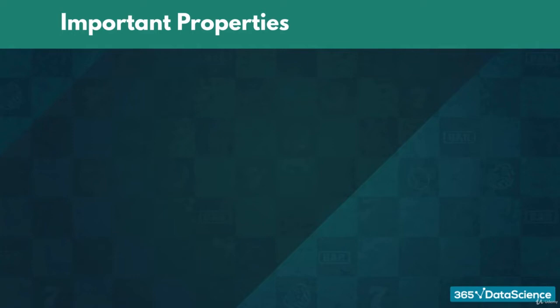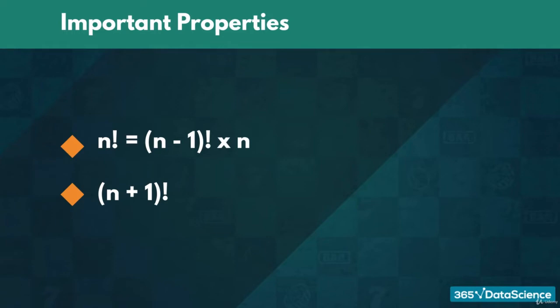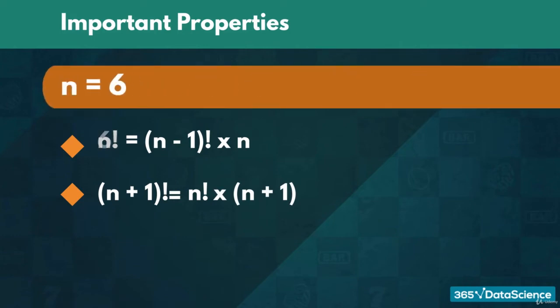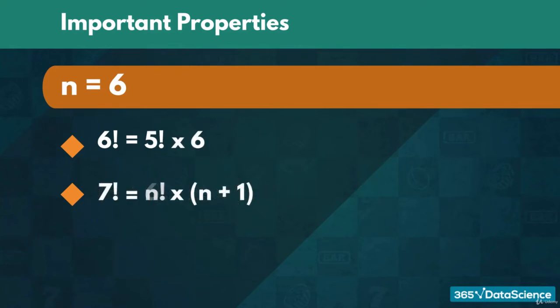For any natural number n, we know that n factorial equals (n minus 1) factorial times n. Similarly, (n plus 1) factorial equals n factorial times (n plus 1). For example, 6 factorial equals 5 factorial times 6. In the same way, 7 factorial equals 6 factorial times 7.